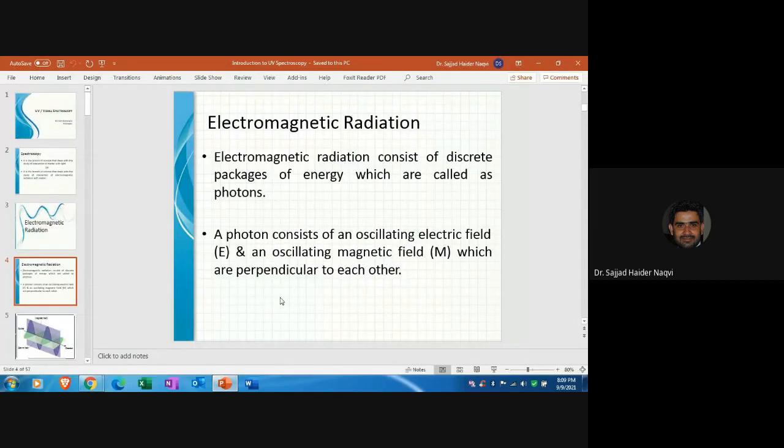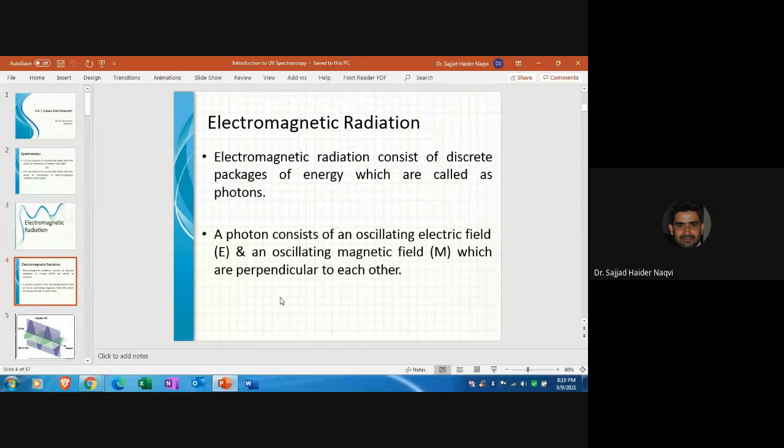A photon actually consists of a combination of an electric field and a magnetic field, and both of these fields are oscillating. I'm sure that you are aware of the meaning of oscillation. Oscillation is a particular movement of a wave. So a photon is a packet of energy which consists of the combination of an oscillating electric field and an oscillating magnetic field. The important thing is that both of these are perpendicular to each other, perpendicular in terms of their direction.